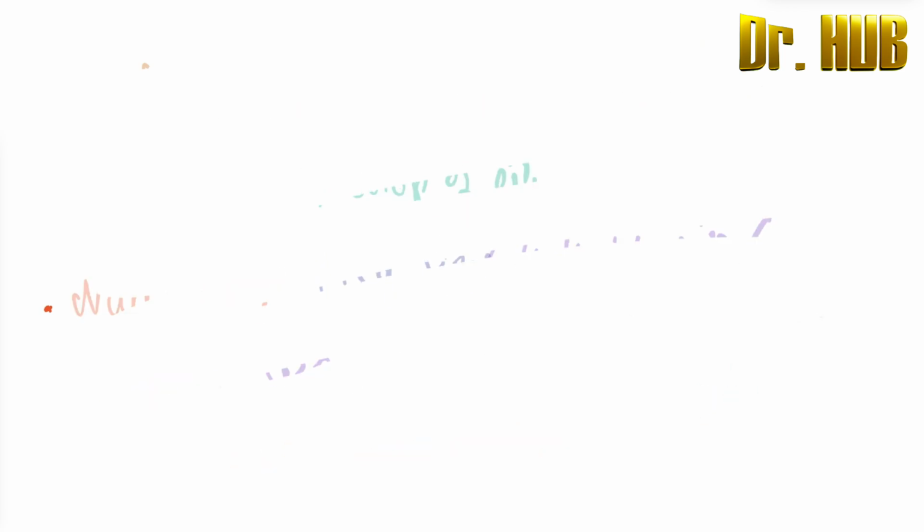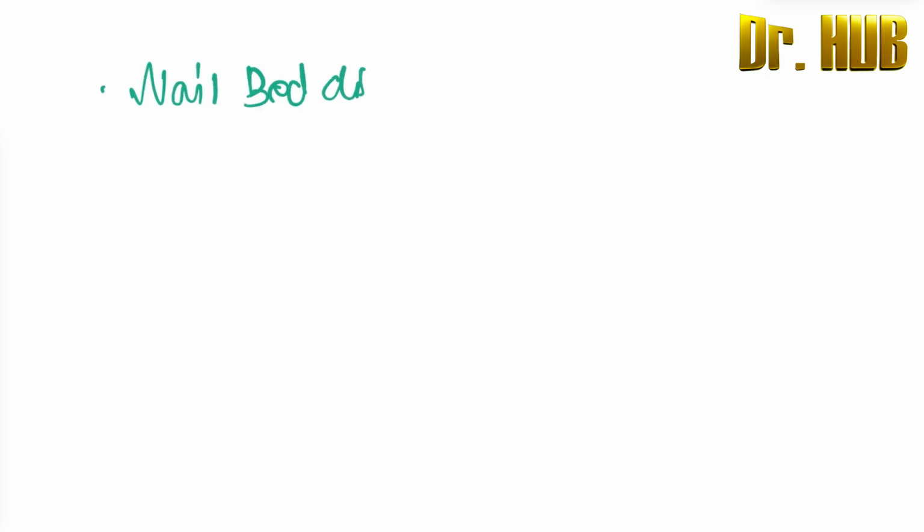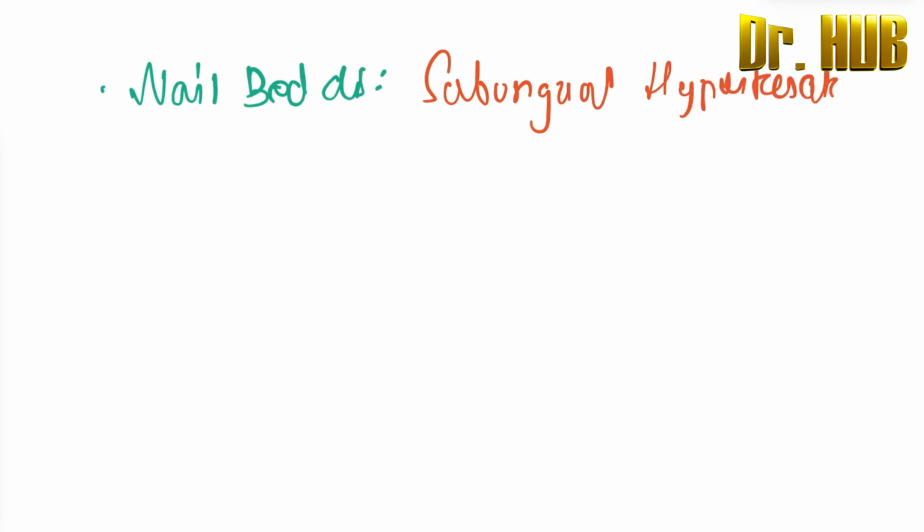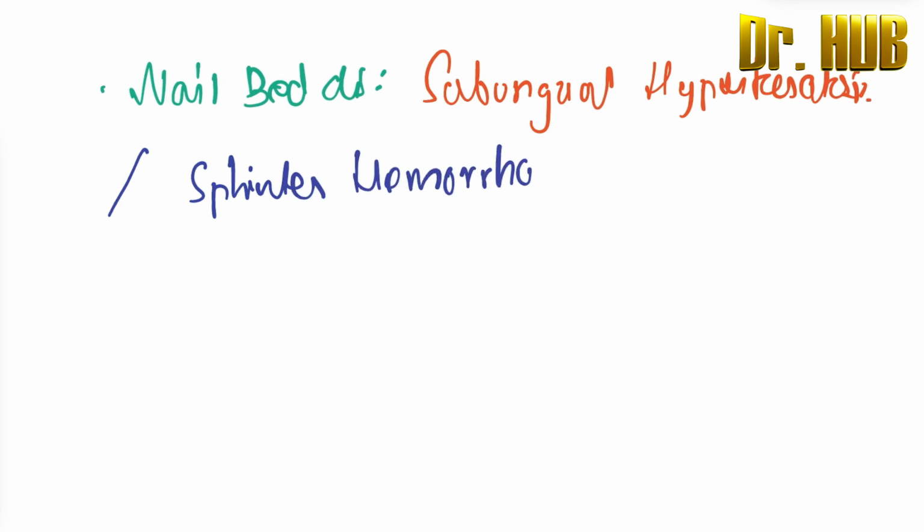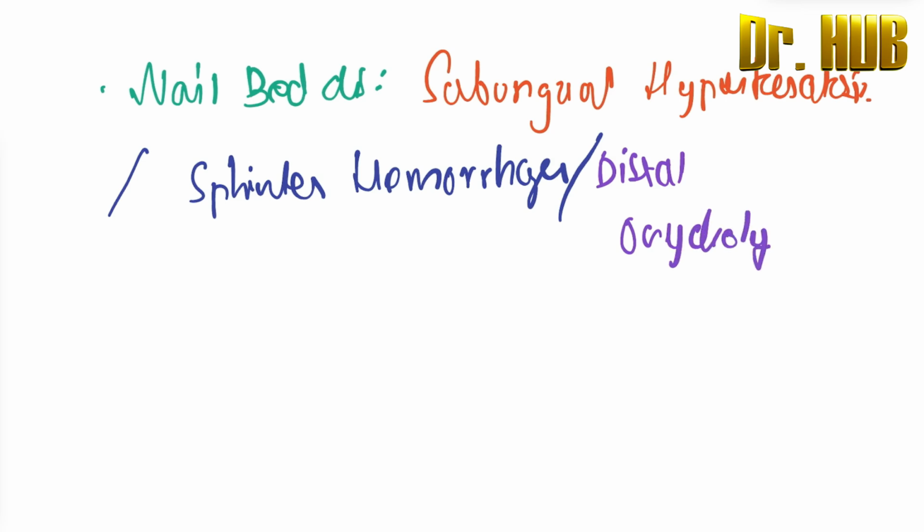Next, we look at nail bed disease. Nail bed disease causes subungual hyperkeratosis. There may also be splinter hemorrhages, as well as distal onycholysis.